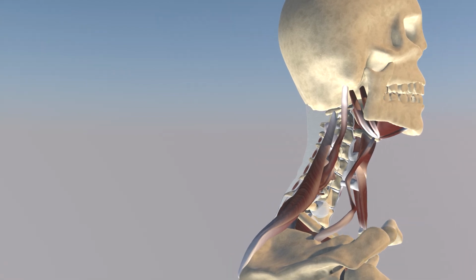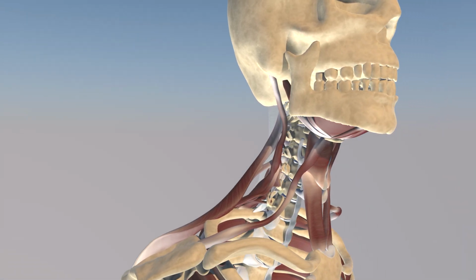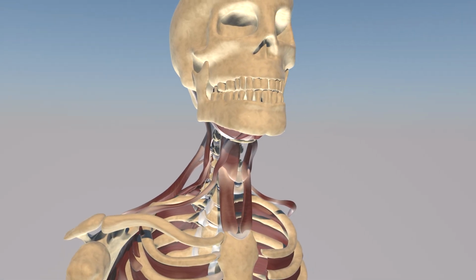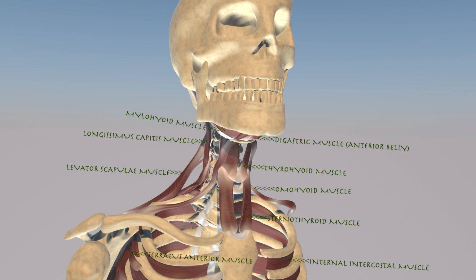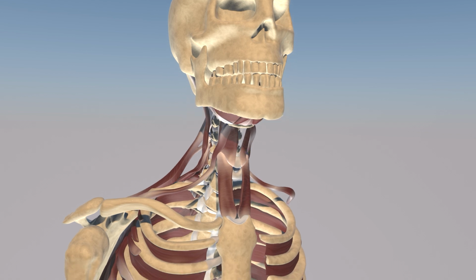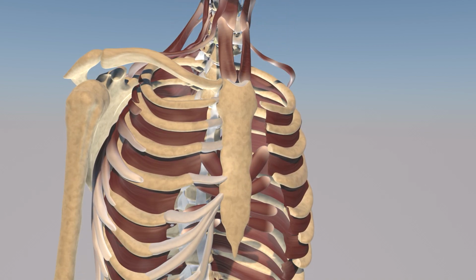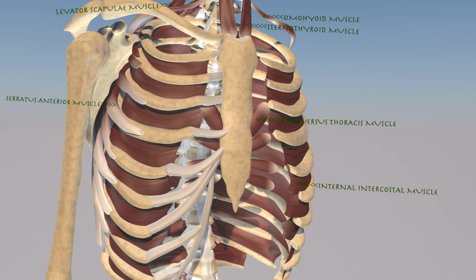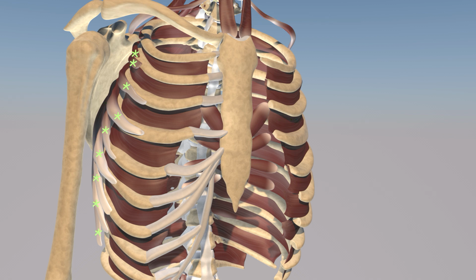Here we're looking at some of the deep musculature of the neck, and we're rotating anteriorly. You can see how some of the deep anterior muscles of the neck attach to the thyroid cartilage. Also, the thyrohyoid muscle goes from the thyroid cartilage to the hyoid bone. You can appreciate some of the muscles around the rib cage, including the internal intercostal muscle, as well as the transversus thoracis muscles anteriorly. Also, you can appreciate serratus anterior.